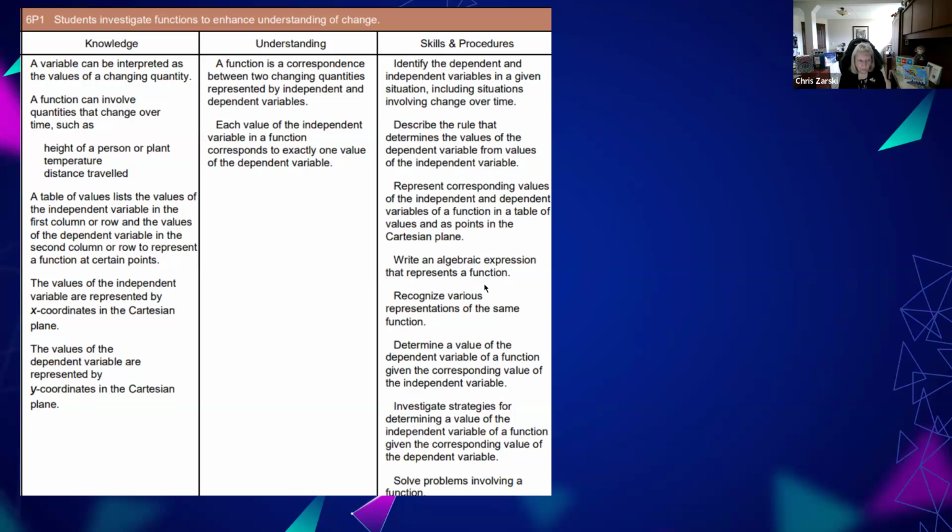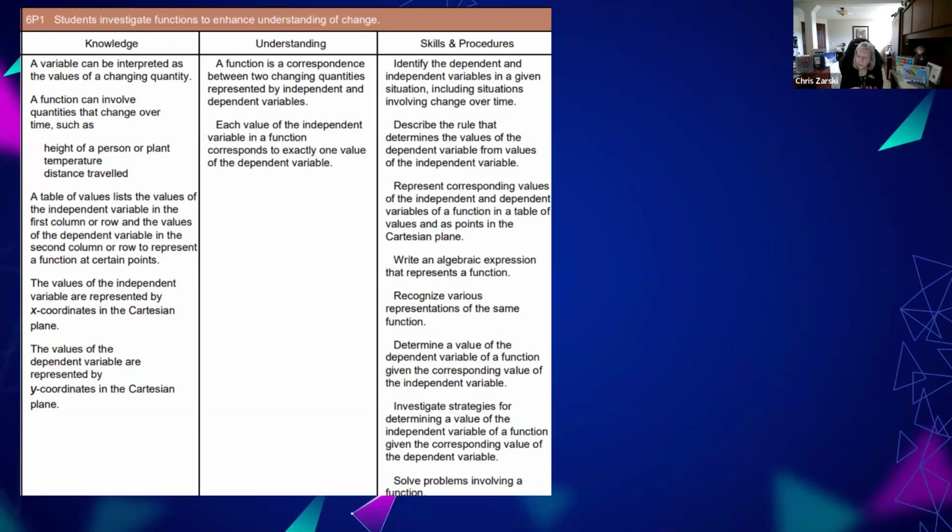Can they write an expression that represents the function? In other words, what is happening is a function. It's a function of time. I put a number in and something happens and I get something out. And then determine a value of the dependent variable of a function given the corresponding value of the independent. So in other words, what if they gave me all the Y's and I had just a couple of X's missing? Do I see a pattern enough that I can figure out what's happening on the dependent side? So filling in missing values in sequences of functions, that's really what they have to be able to do.